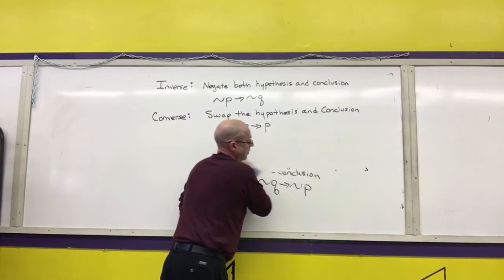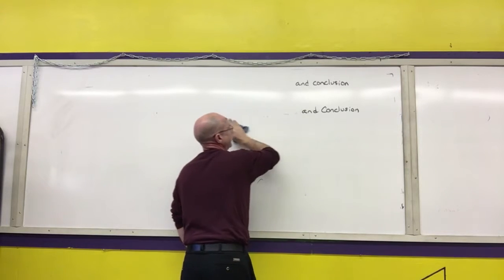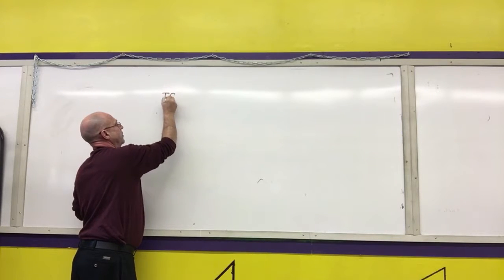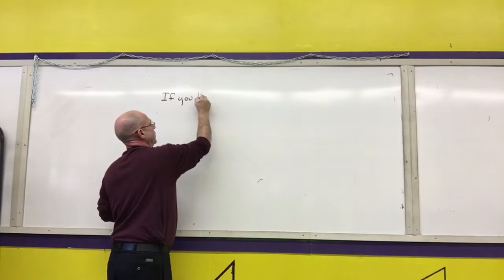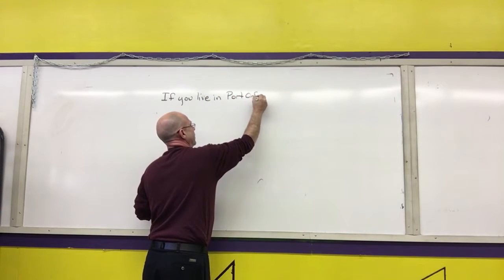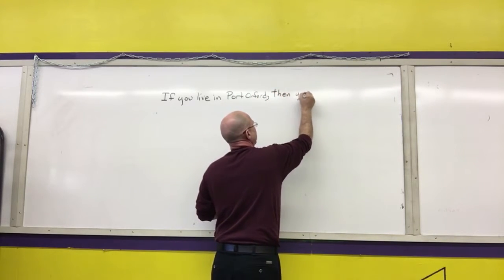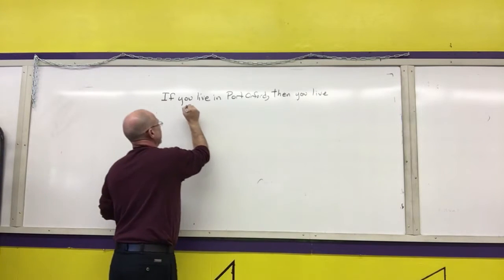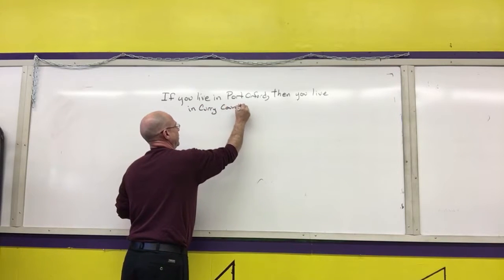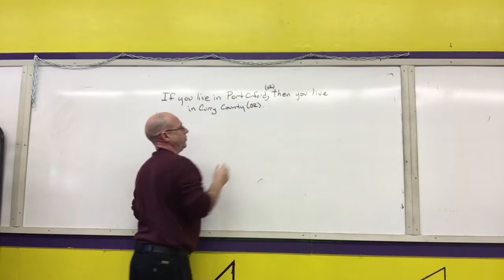For our example, we are going to analyze the following if-then statement. If you live in Port Orford, comma, then you live in Curry County. And we'll just put Oregon in case there's another Port Orford somewhere else.